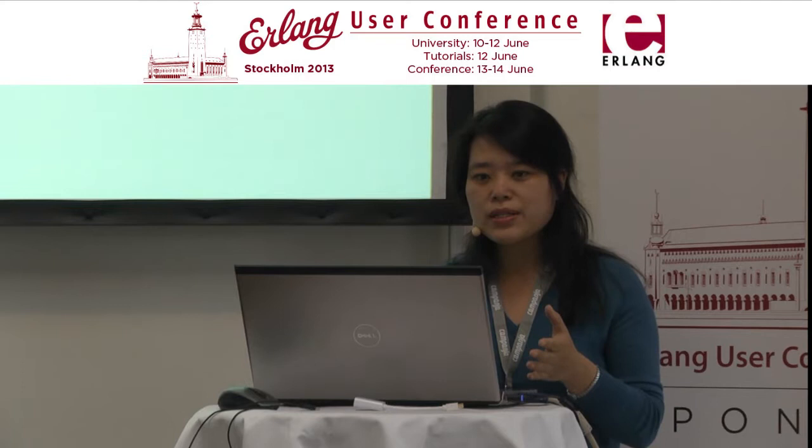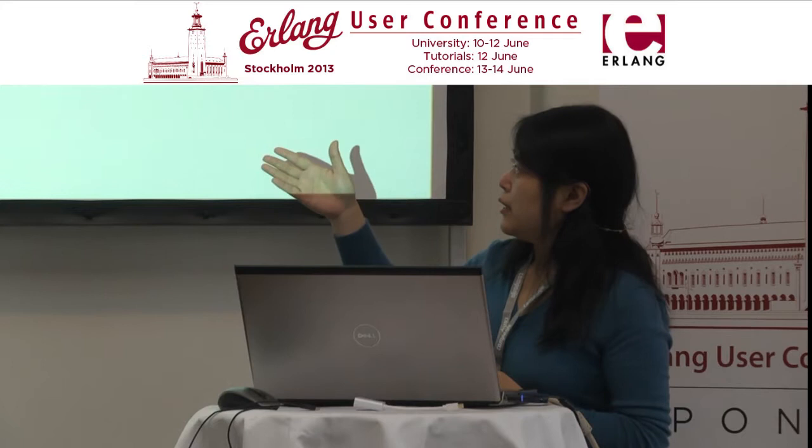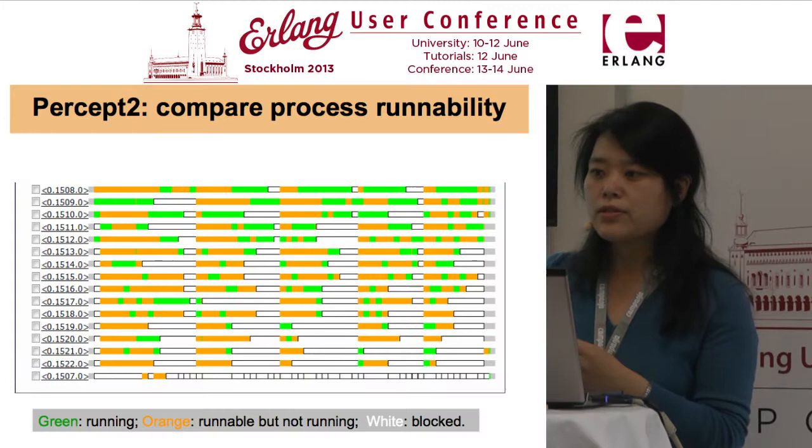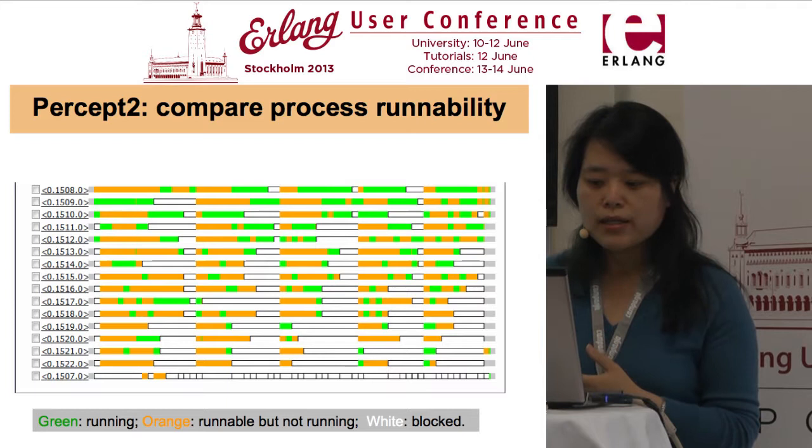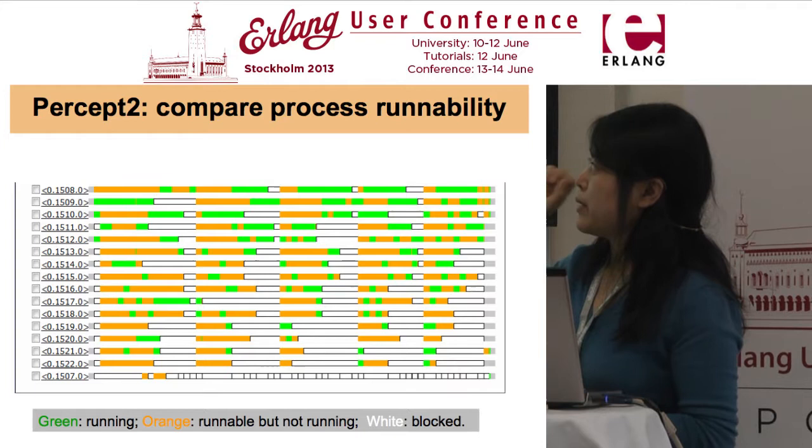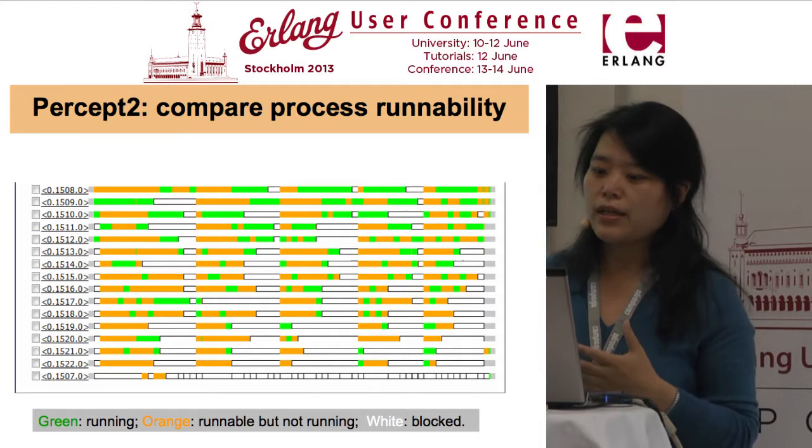You could also see some other cases which are not so optimized. Like this example, you see the orange part means the process is runnable, but because there's no resource available, it's waiting. The green part means the process is actually running, and the white bit means the process is blocked or waiting for messages. So it gives you a clear picture of how much time the process spent waiting, running, or runnable.